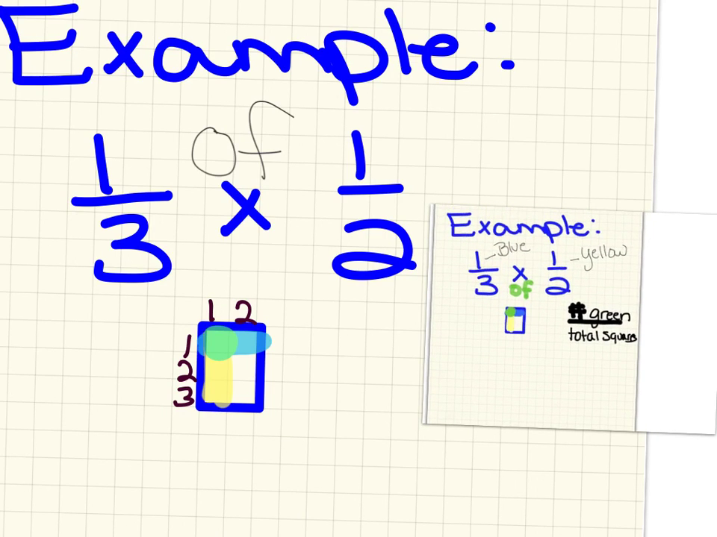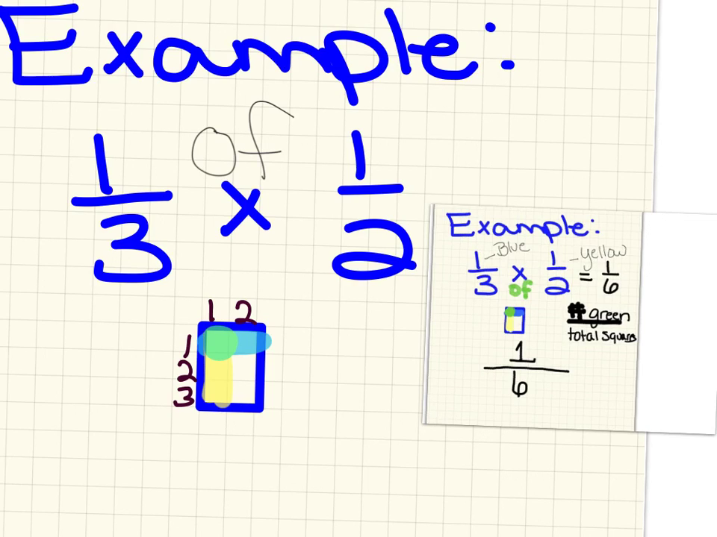Okay, so let's write our new fraction. The number of green squares that we have is 1, right? So that is our numerator. And our denominator is the total number of squares in the entire cake. 1, 2, 3, 4, 5, 6. You could also call it the area. It's the area of the rectangle, which is length times width. Okay, it's the total. So our answer to the question of 1/3 times 1/2 is 1/6.